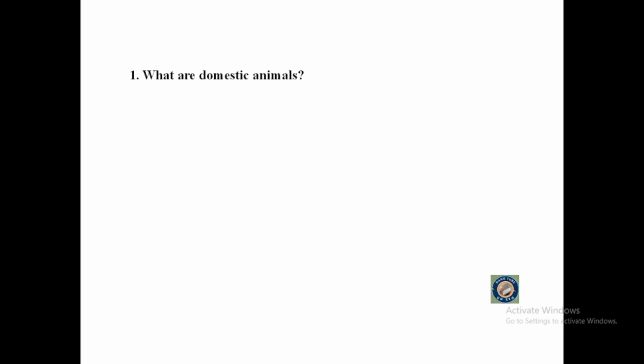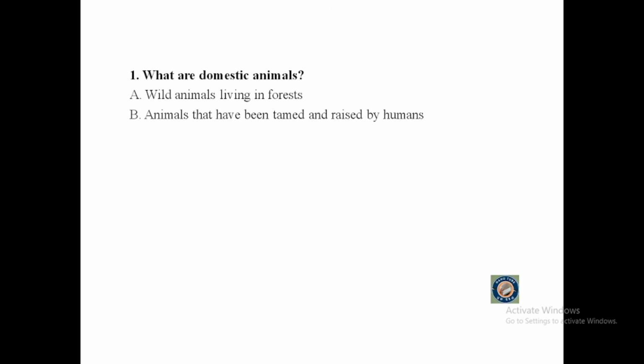Based on the above passage, answer the following questions. Question number 1 says, what are domestic animals? A. Wild animals living in forests. B. Animals that have been tamed and raised by humans. C. Animals that live in zoos. Or D. Animals that are only found in the wild.